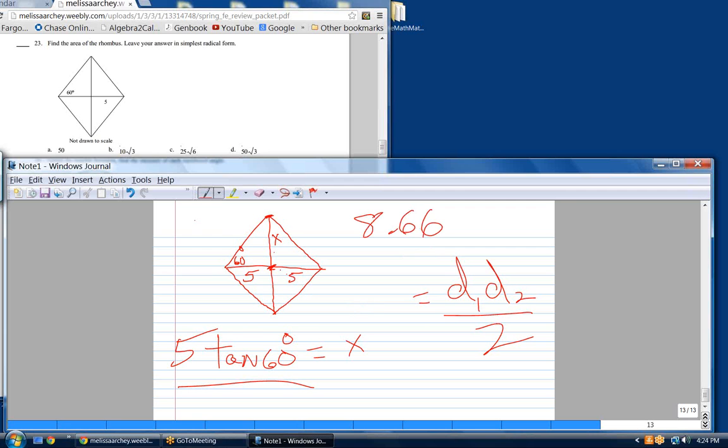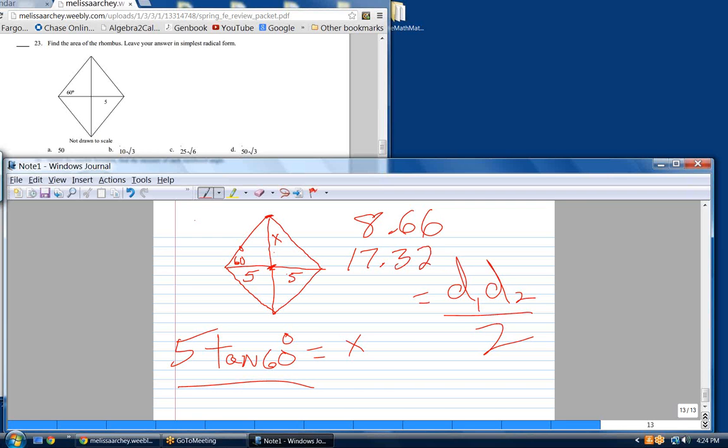8.66. No, that's just half of the diagonal. Remember, I was just solving that triangle right there. But the diagonal runs from top vertex to bottom vertex. Oh, I thought you just meant that solved the line that you drew the dashes on. No, I solved for half of the diagonal. So what's the entire diagonal? The entire diagonal would be 17.32.